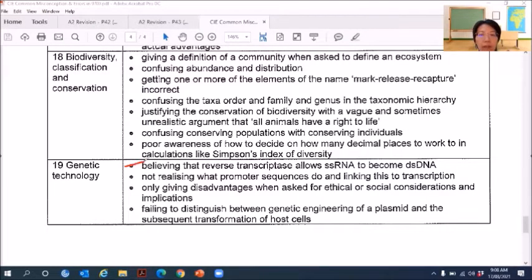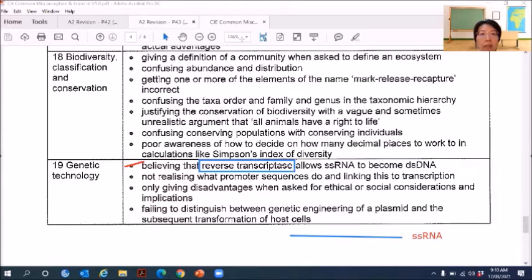So believing that reverse transcriptase allows single-stranded RNA to become double-stranded DNA. This is not true, because reverse transcriptase will only use a single-stranded RNA. So you start from a single-stranded RNA, using it as a template and using this enzyme, reverse transcriptase. Reverse transcriptase is the reverse of transcription. So an enzyme catalyzing the reverse of transcription means instead of DNA to RNA, you go from RNA to DNA.